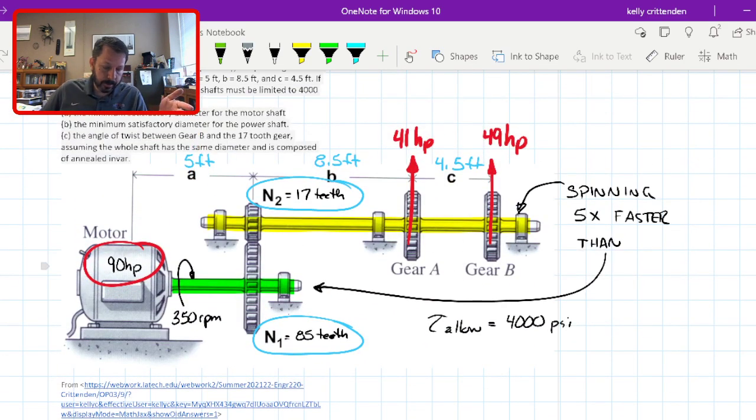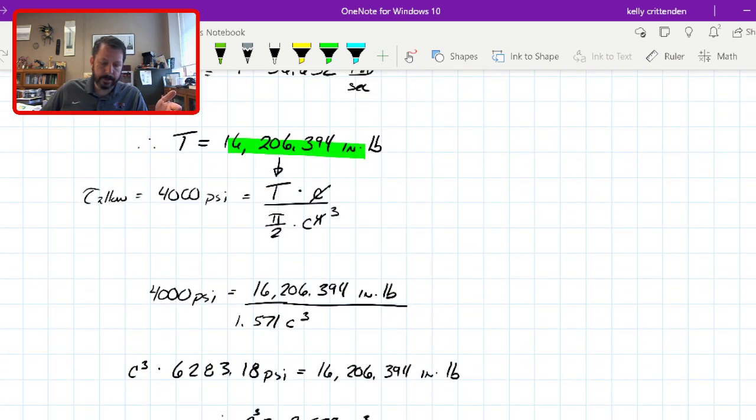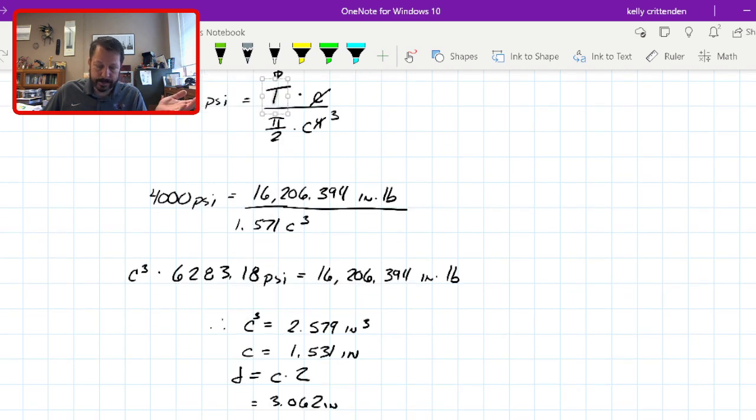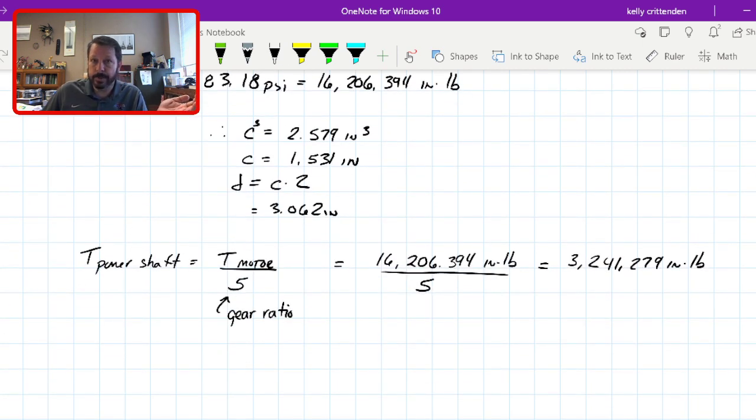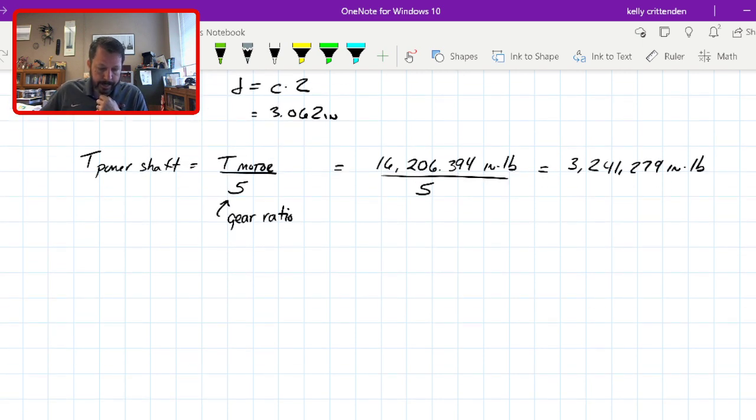So you would use that torque and do the exact same thing we just did here, where you have the 4,000 PSI maximum allowable stress in the shaft. You have a different torque, the torque that's 5 times less. C, where it's a new C, is the radius of the yellow shaft, the power shaft, pi over 2 times that radius to the 4th power, and solve for the radius. You would think it would be thinner, a smaller shaft, because it has to deal with less torque. And torque is what is going to cause it to fail in shear or in angle of twist if it has too much angle of twist. So that's the process for doing that.